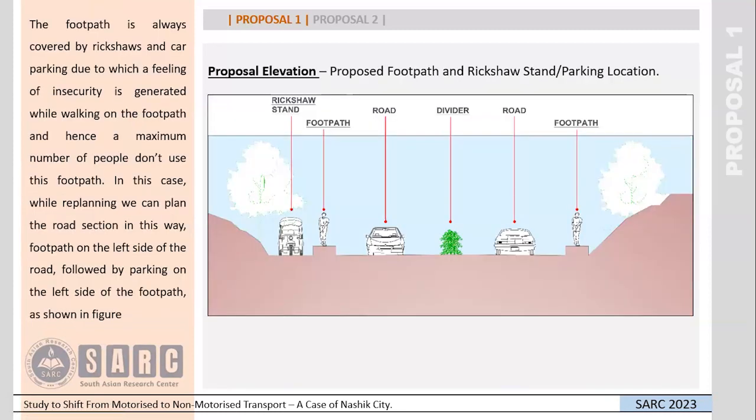People are showing insecurity while walking on the footpath. That is because the rickshaws are parked on the roadside, and the people walking on the footpath are not visible. So one of the sections I have proposed is that we can plan a rickshaw stand on the inner side, then a footpath, then a road, so that people walking on the footpath will not feel insecure, and the percentage of walking people will increase.